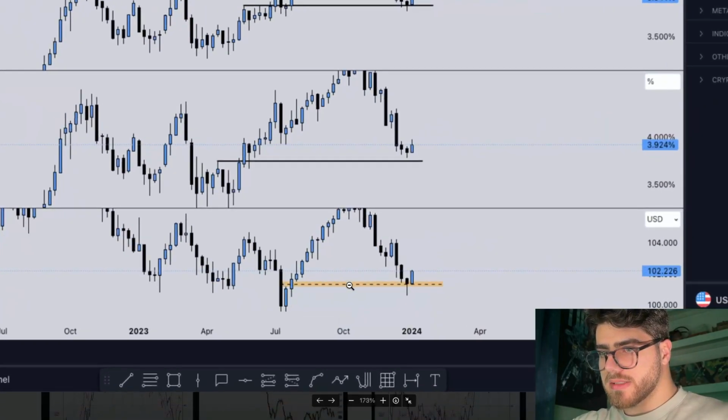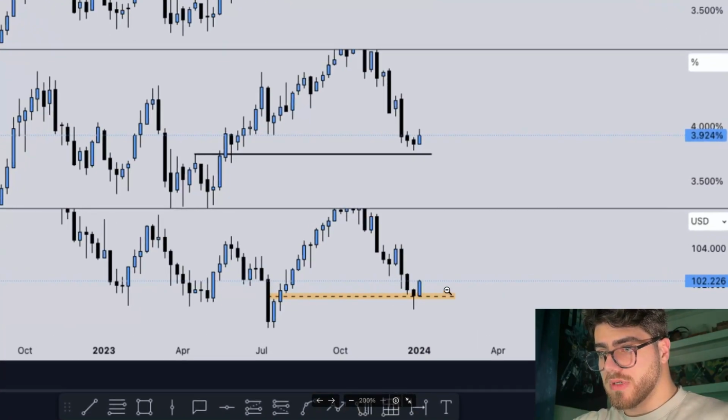And the dollar is at a weekly fair value gap, as you can see here. A very nice reaction off of that. We also have a fair value gap here and some equal highs.